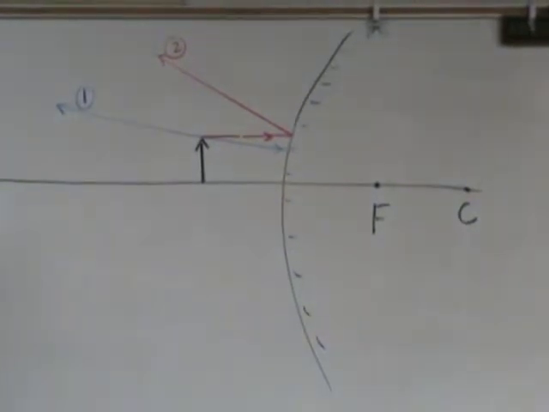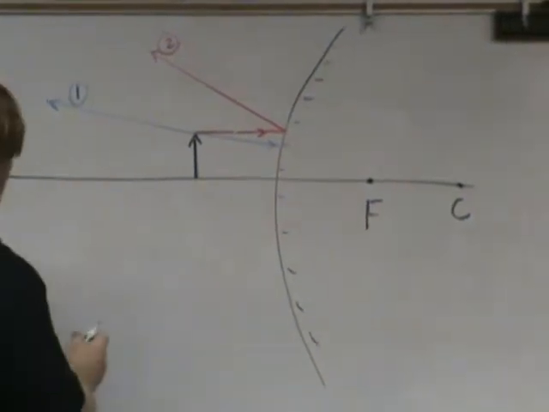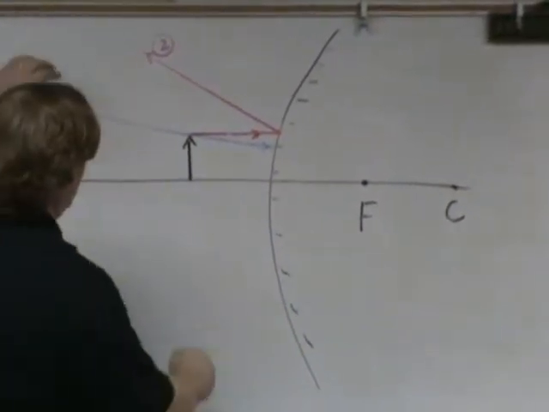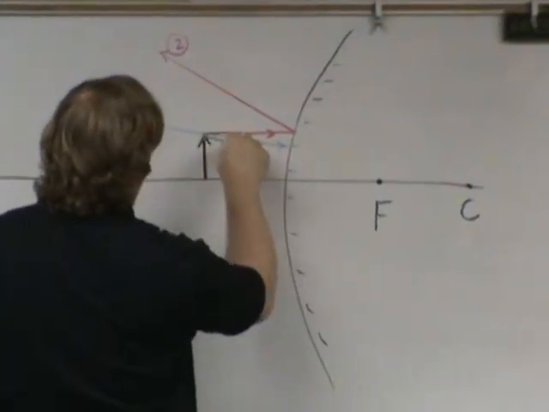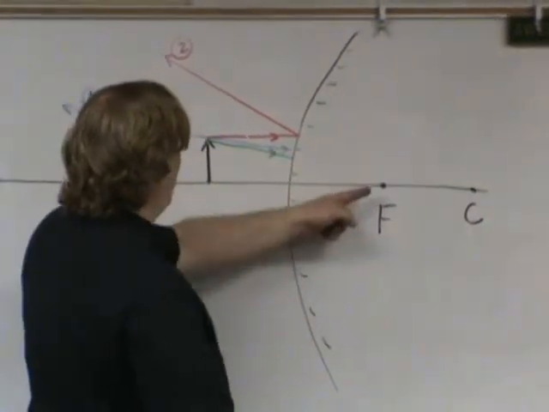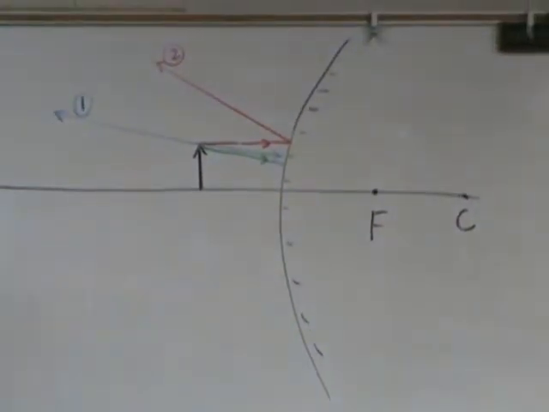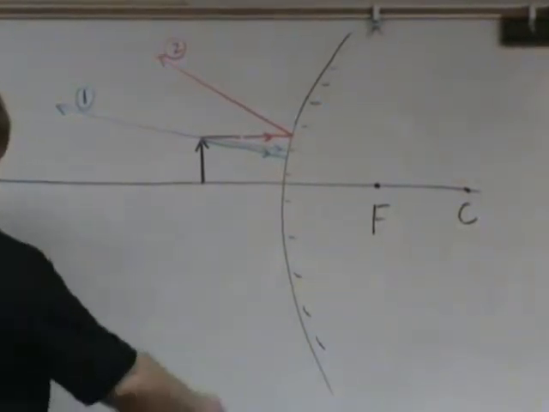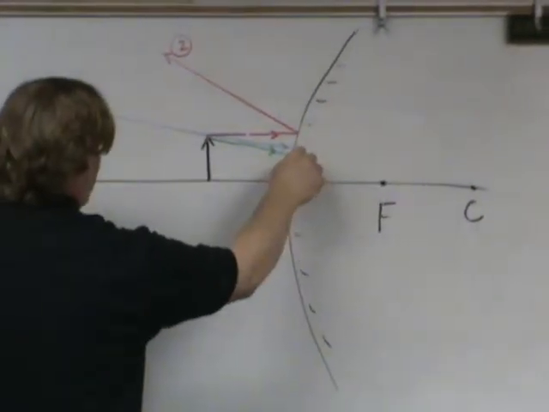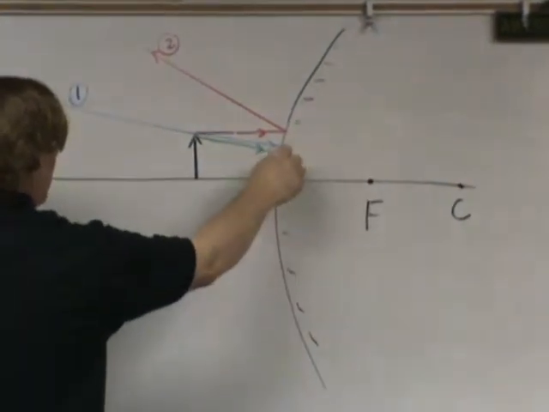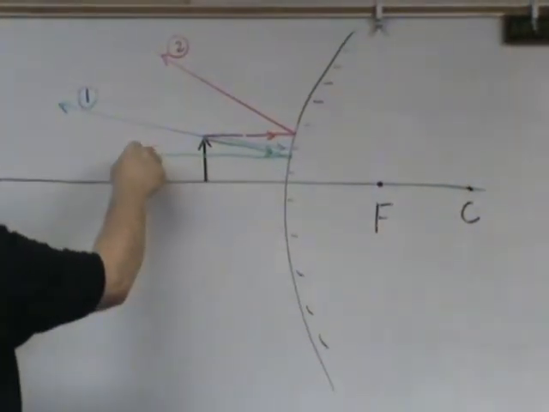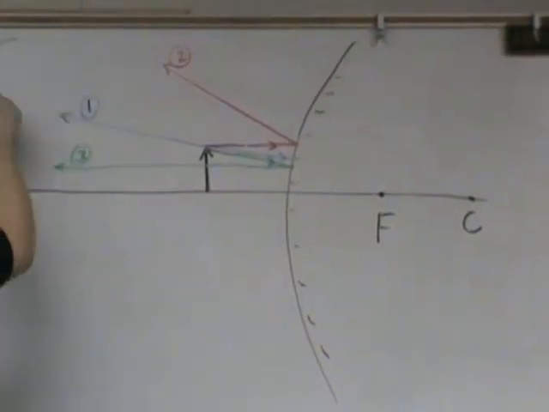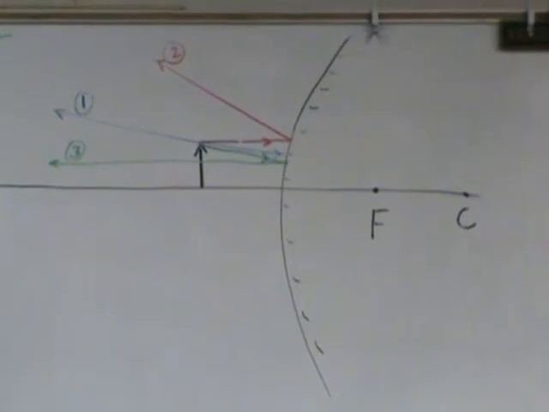And then finally, ray number 3, that's the one that goes towards the focus. So this ray is going to go towards the focus. But before it can hit the focus, what's that ray going to do? It's going to hit the mirror, and then how's it going to reflect off? Yeah, it's going to reflect off parallel. And that's ray 3.